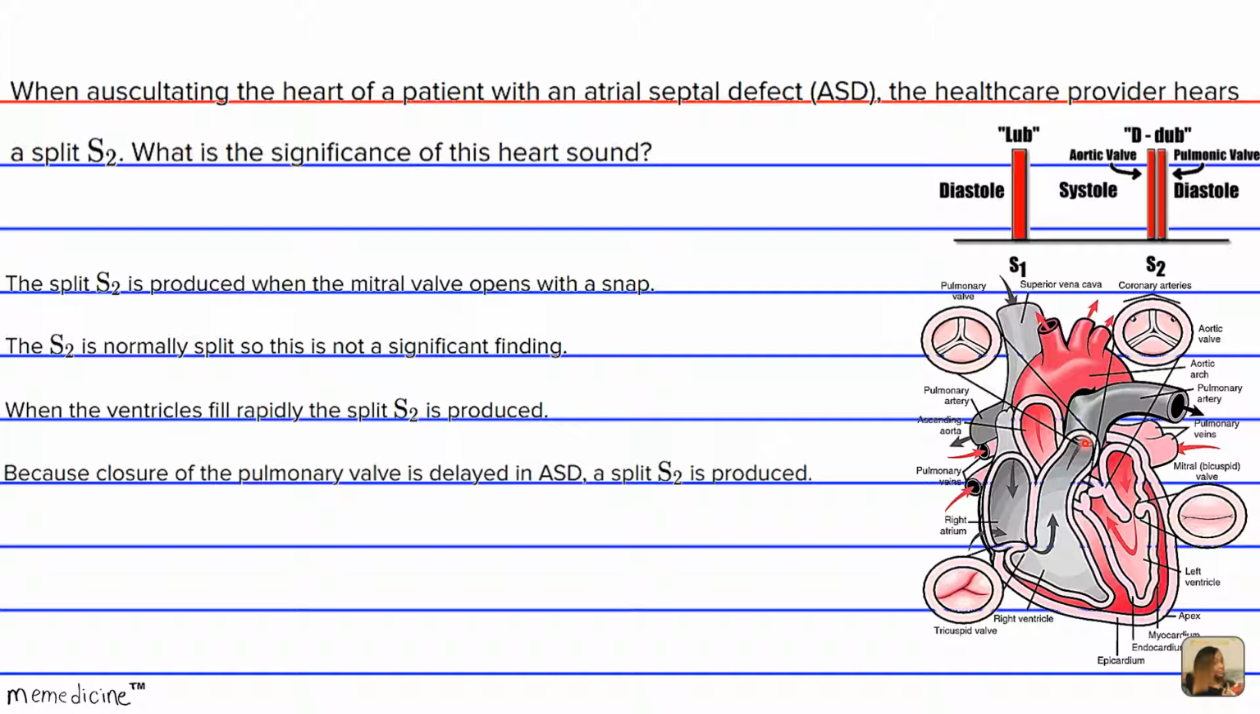Well, you can't really see it. It's like an enlargement of the underside, creating a split S2, okay, as the semilunar valves close at different times. So basically, answer choice D, because closure of the pulmonary valve is delayed in ASD, a split S2 is produced. If you want, put this on pause, take your time, dissect the anatomy of the heart in this depiction, and just go over it, okay? But don't spend too much time because I'm sure you have a ton of other questions to go over. All right.